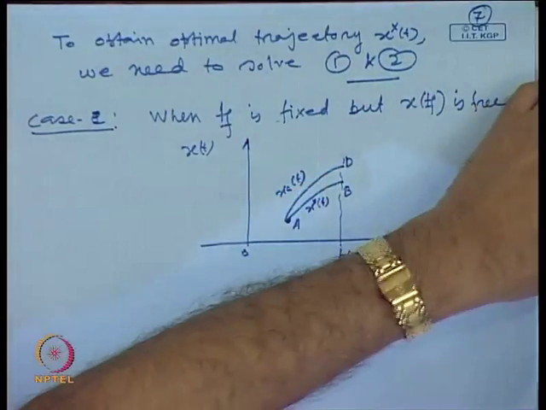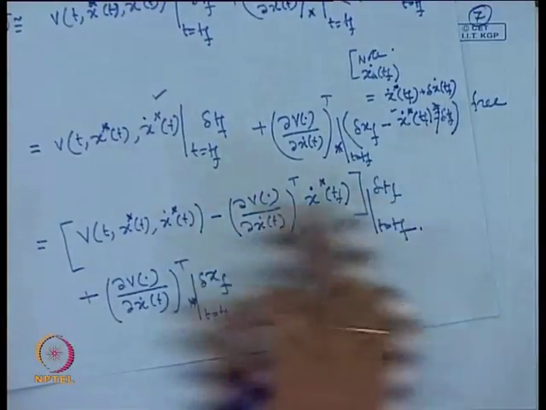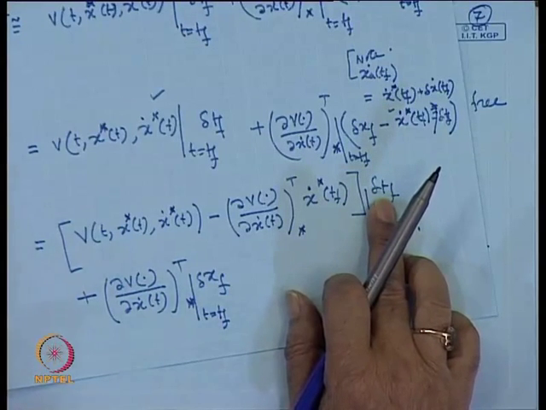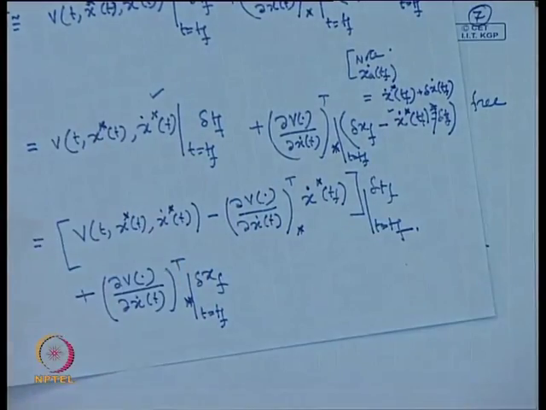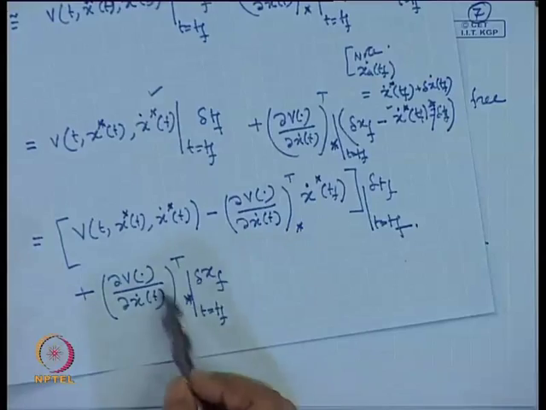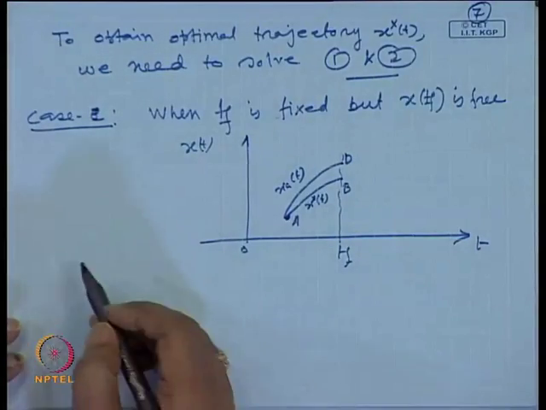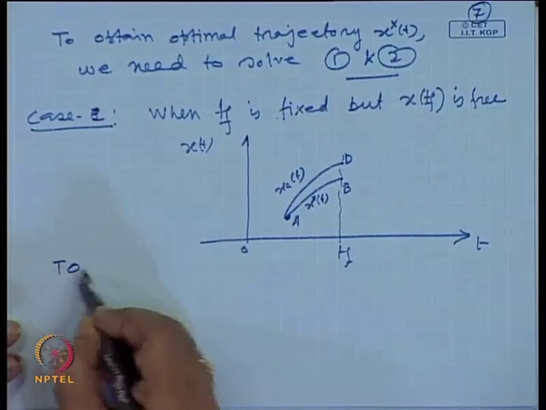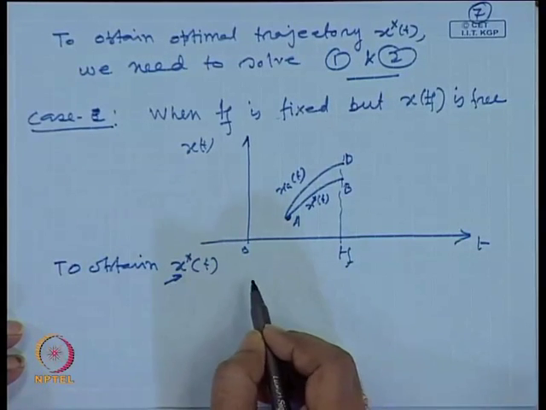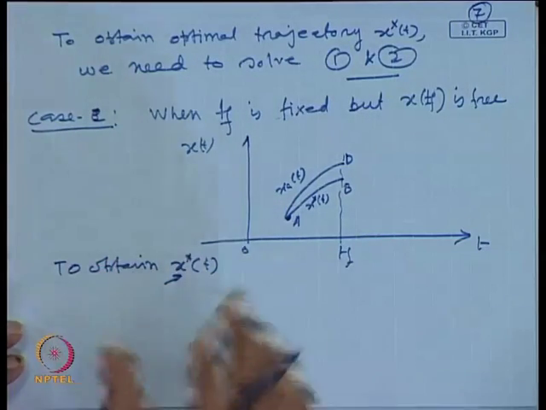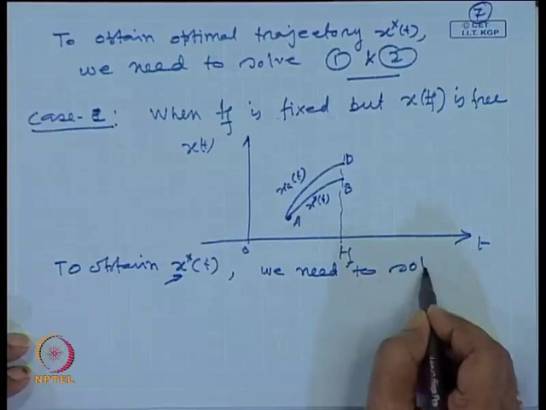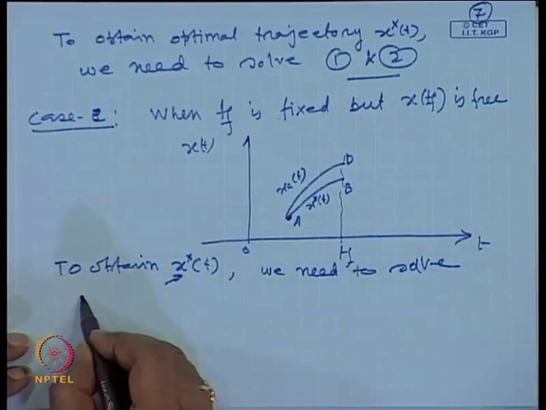If you see our delta G expression, delta T f is 0 because T f is fixed. So this term will not come into the picture in the end condition. This term is not equal to 0, because x T f is free, so delta x T f is not equal to 0. So this condition is 0. We need to solve this to obtain x star of t, the optimal trajectory, which optimizes the functional value. We need to solve equation 1 and 3.